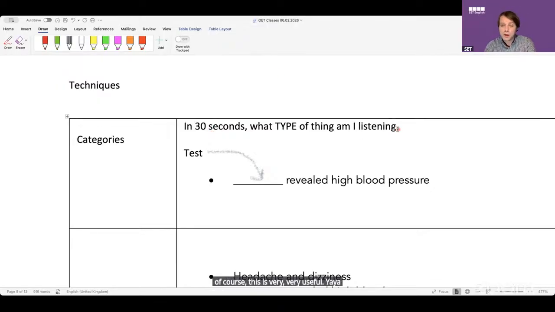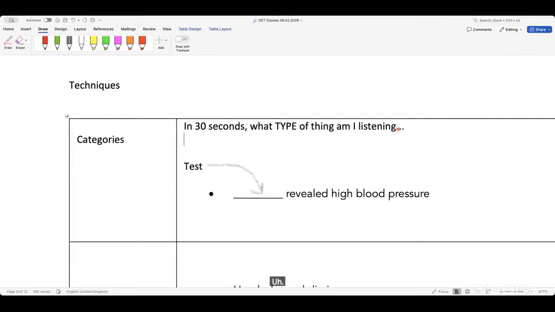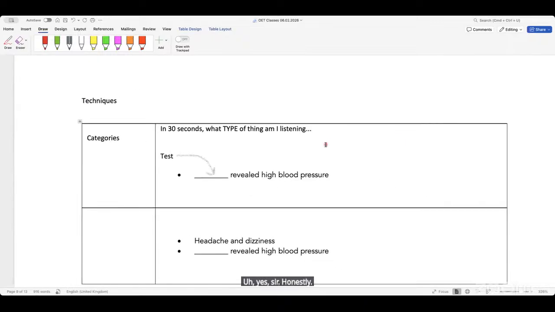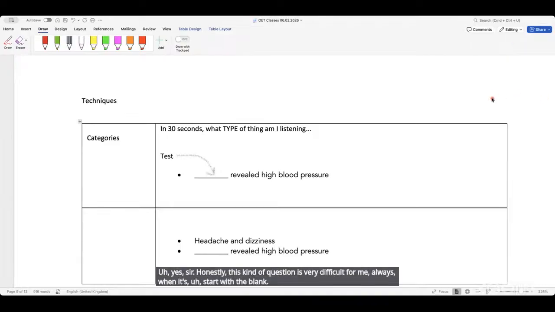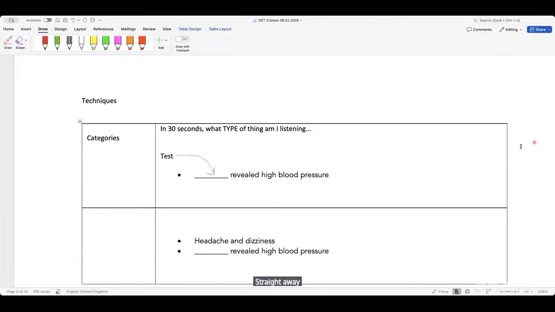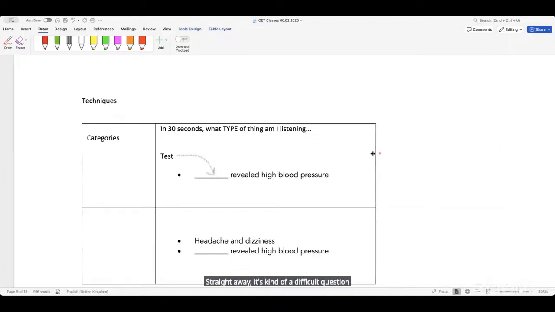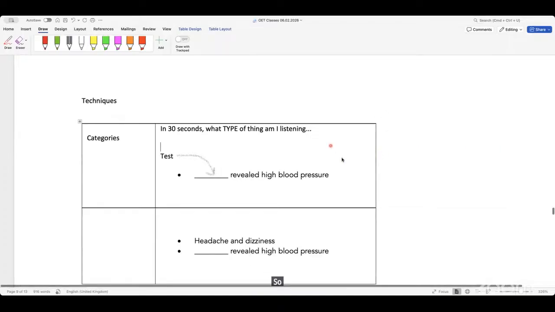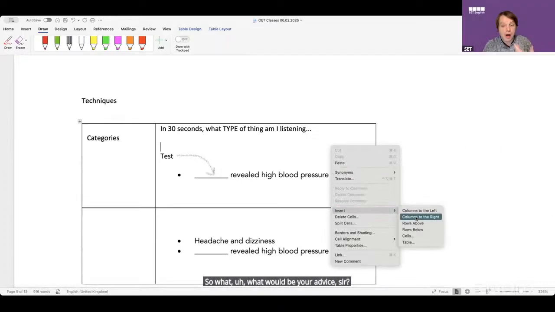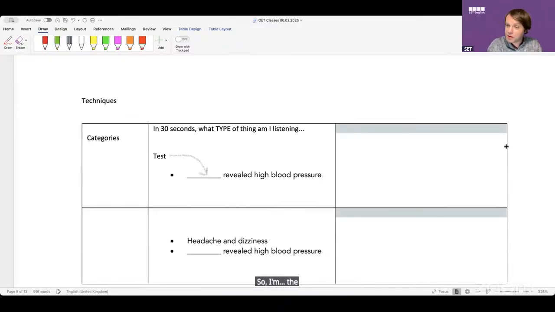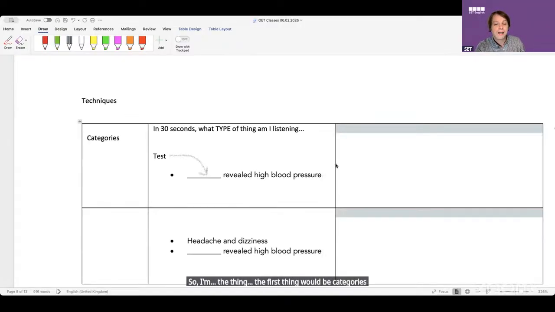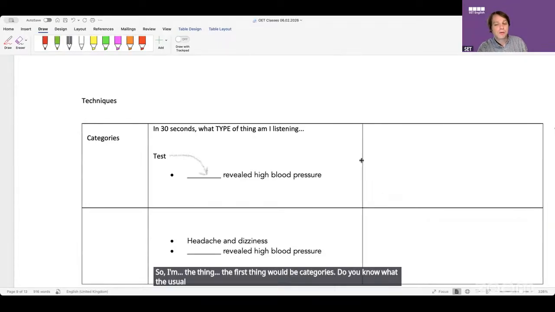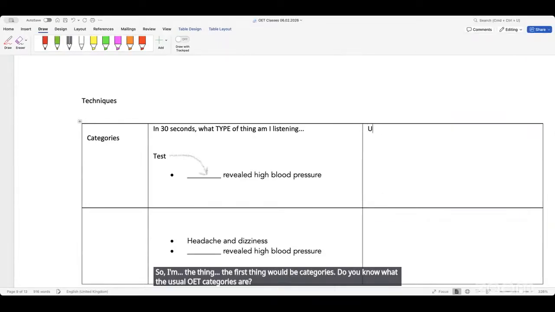Yeah, do you want to ask me a question? Go on. Yes, sir. Honestly, this kind of question is very difficult for me always. When it starts with a blank straight away, it's a kind of difficult question for me in the exam. Yeah. So what would be your advice, sir? So the first thing would be categories. Do you know what the usual OET categories are? Yeah. Go on.